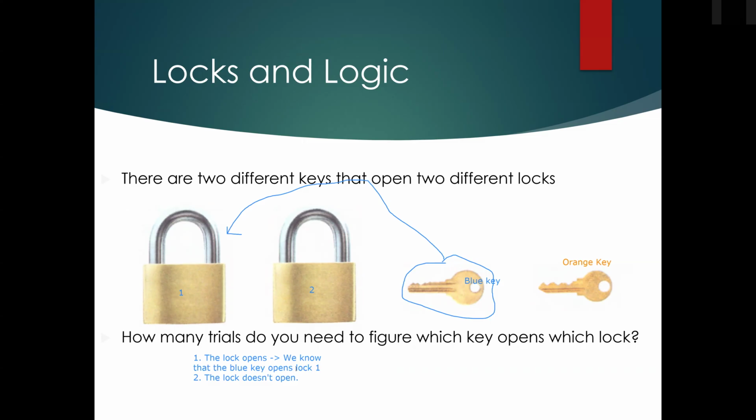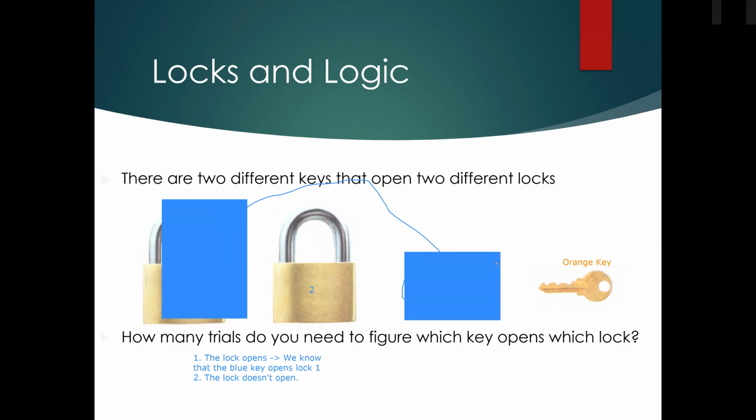If the lock opens, we know that the blue key opens lock one. And from that, there's only one remaining key and one remaining lock. So let's say these two open each other. We don't have to care about these anymore, right? If there's only one lock and one key left, we know that they must go together because they have to open each other. So from that one trial, we can figure out that this key opens this lock and this key opens that lock.